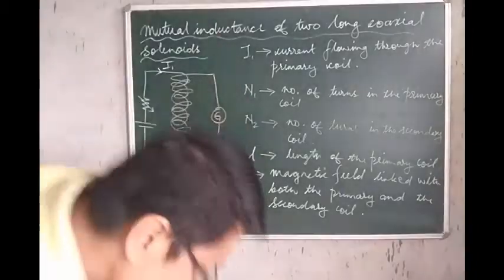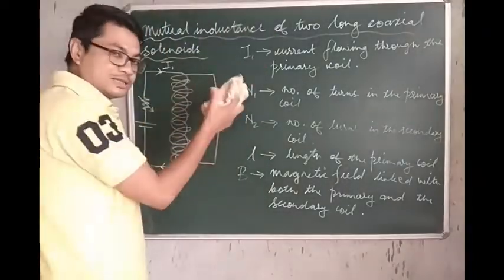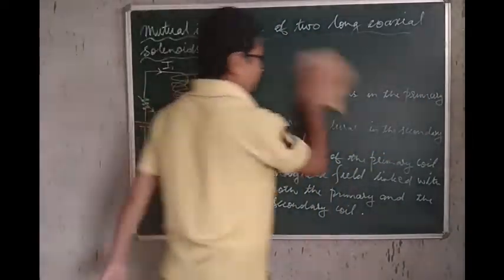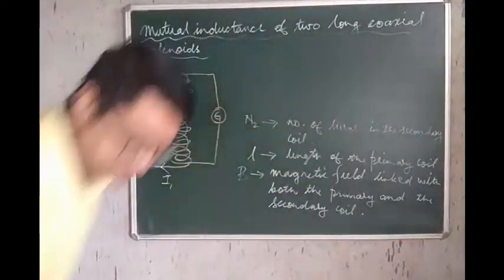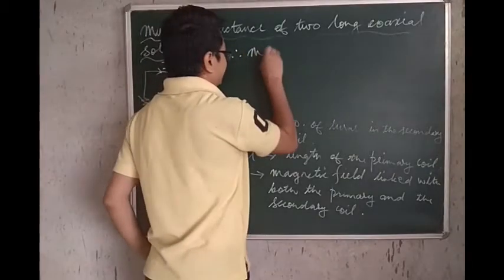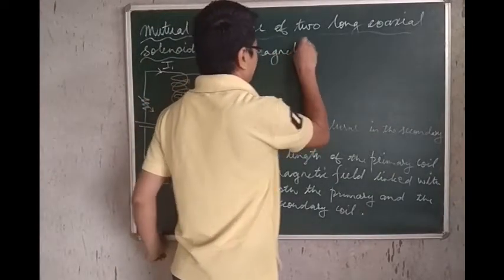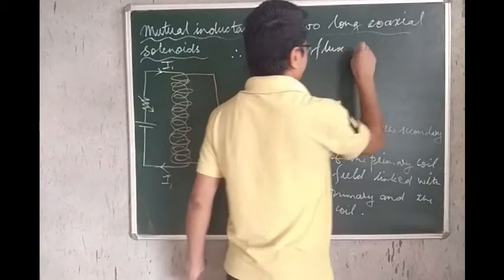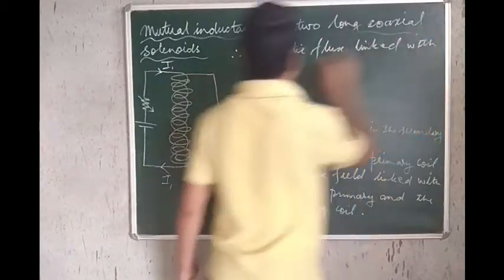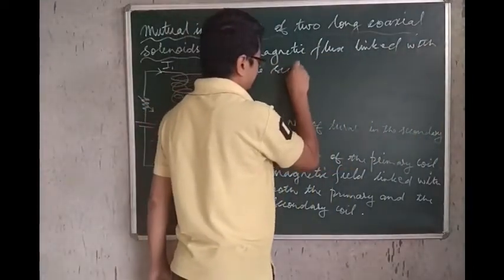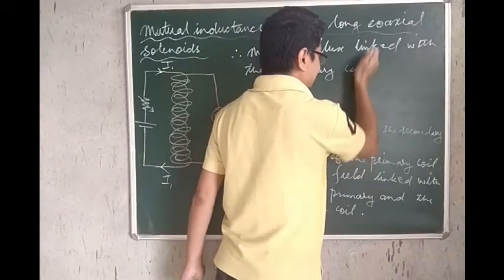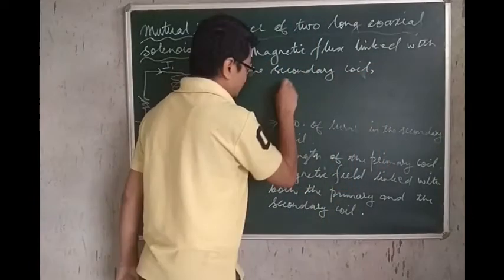Alright. So, can I erase this? Of course I can. Okay, I hope you all have paused the video and copied it. So therefore, the magnetic flux linked with the secondary coil, or secondary solenoid also you can say, let's call that phi 2.